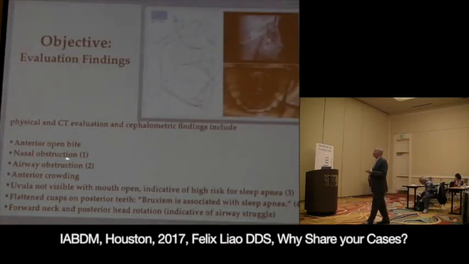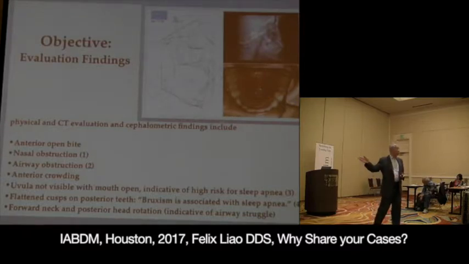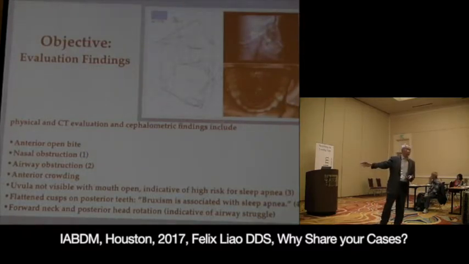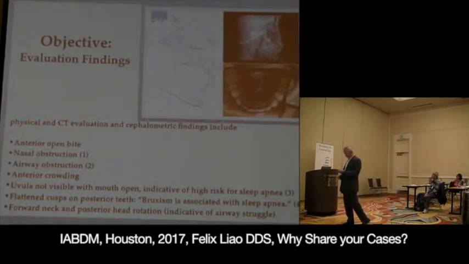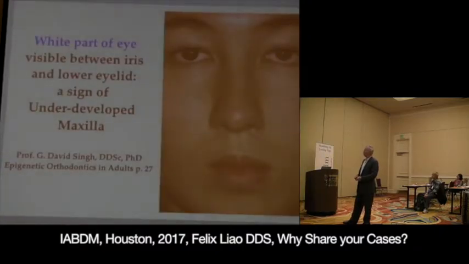anterior open bite was documented, and we found that she had nasal obstruction. And why is that relevant? The citation is here. Nasal oral airway obstruction, why is that relevant? Anterior crowding, uvula is not visible with mouth open, flattened cusps. You just say, okay, what are the findings? I don't need to read you the whole thing, but you point out what's obvious. So just briefly, we're doing this.